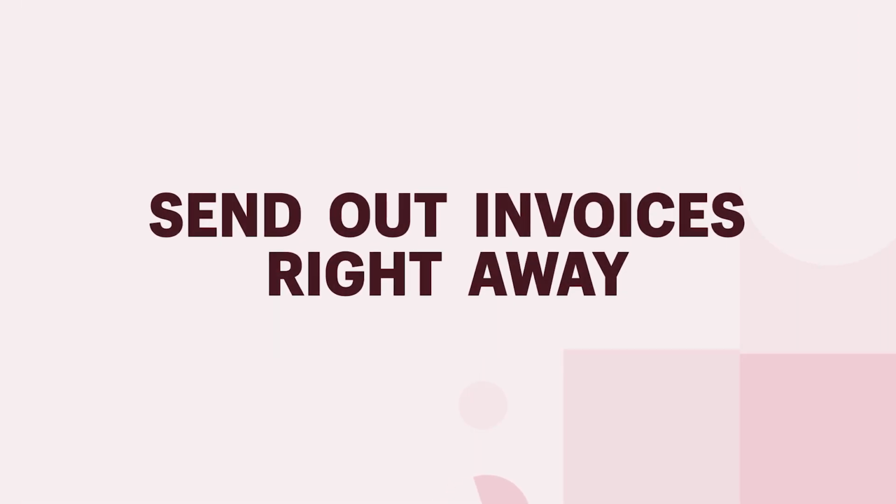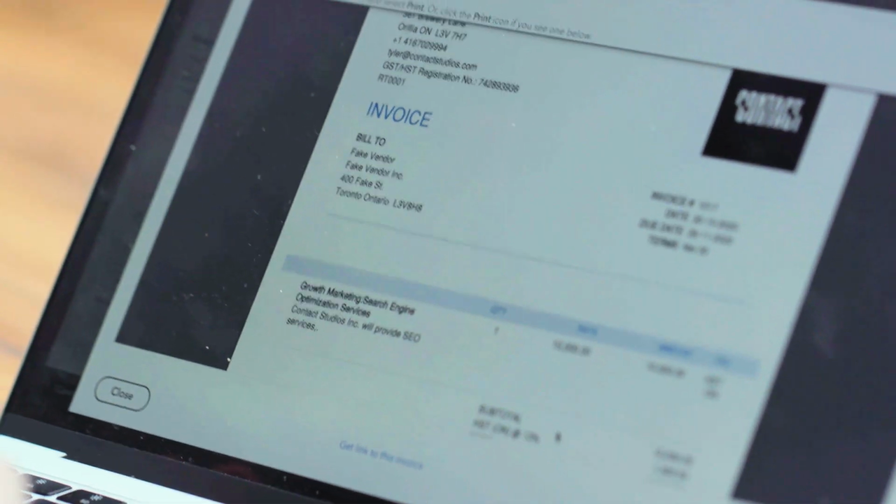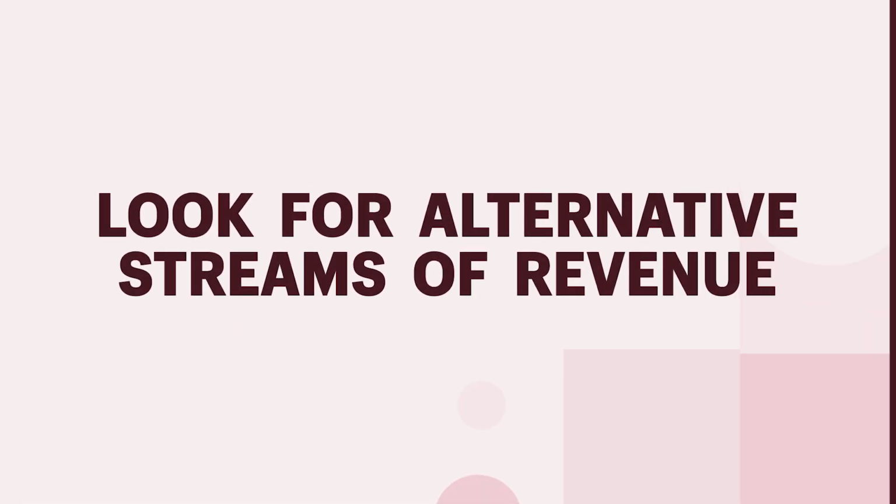Number 3, send out invoices right away. One key part of small business cash flow management is getting paid as soon as possible. If you send out invoices immediately, receivables will come in faster. If you have clients that are paying late, a technique you can use is giving them a discount if they pay early. Number 4, look for alternative streams of revenue.